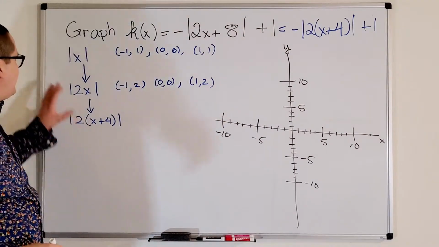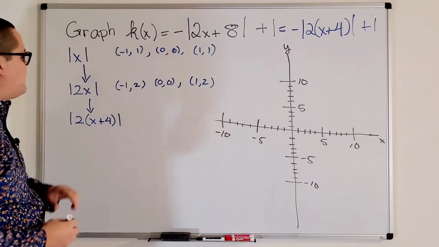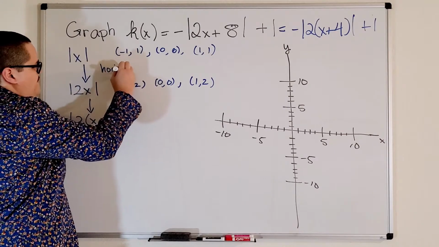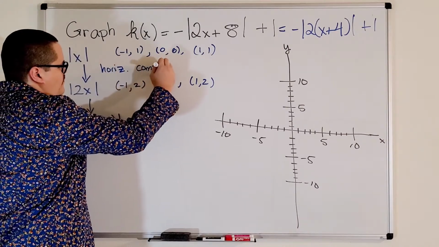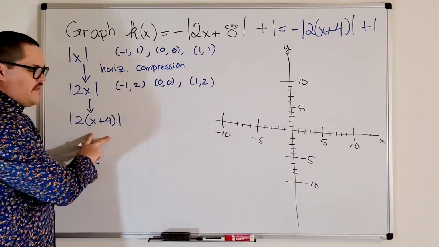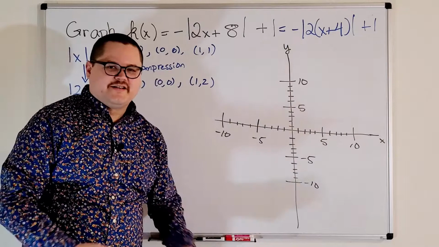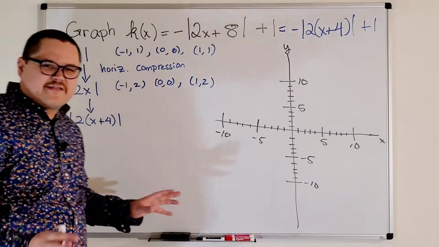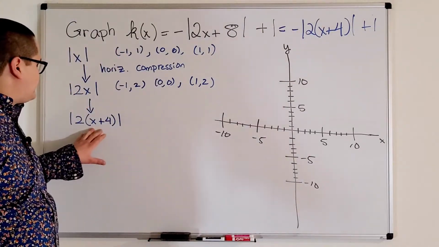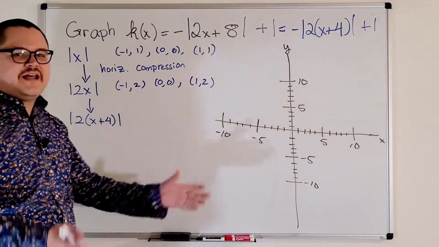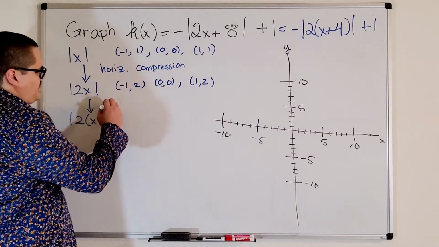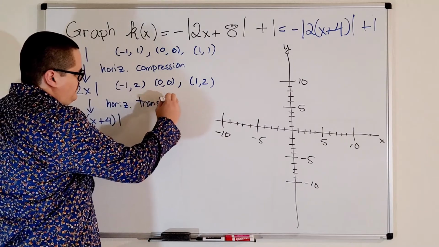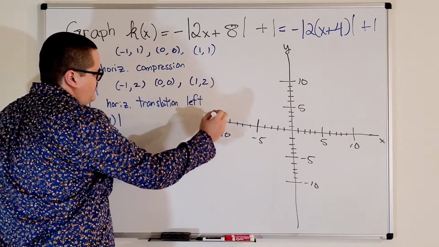Okay. And just like this was a horizontal compression by a factor of 2, this is going to be a horizontal translation. And remember, this works kind of the opposite of the way we might think intuitively, which is that if you add 4 to the x, you're translating left by 4. Right, a horizontal translation left by 4.